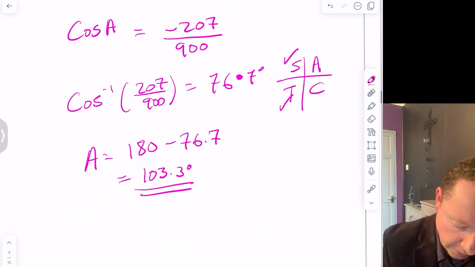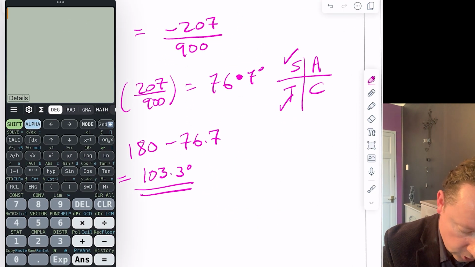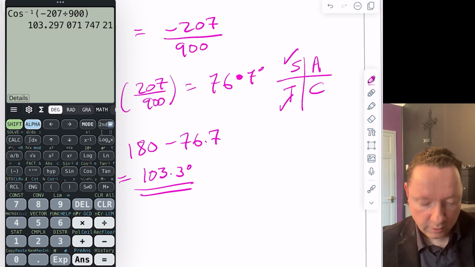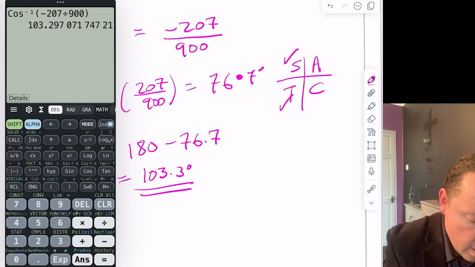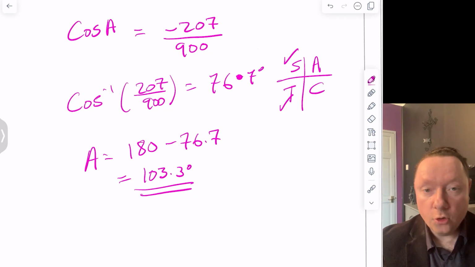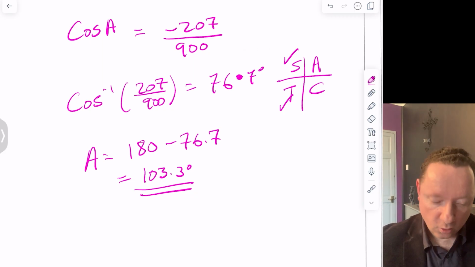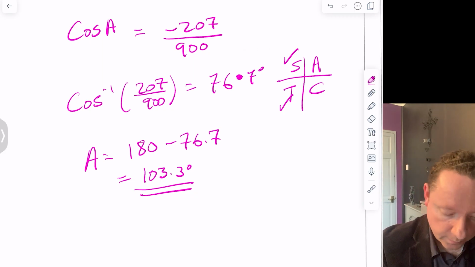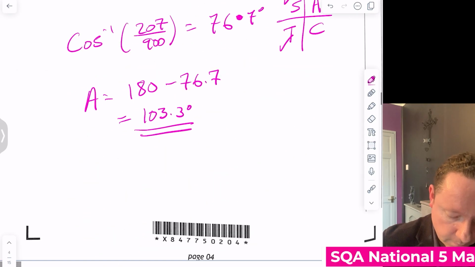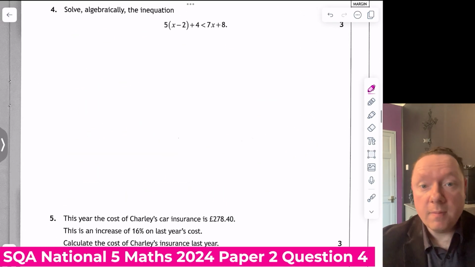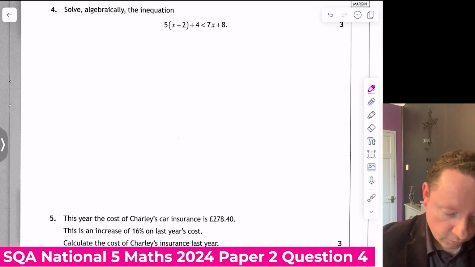Now, let's just check what would happen if you'd done shift cos of minus 207 over 900. Happily, it gives you 103.3, so you're done there. Now, I never do that. I always use the CAST diagram when cos is negative, so I'm consistent with all my working. But there we are. SQA National 5 Maths 2024 Paper 2 Question 4.